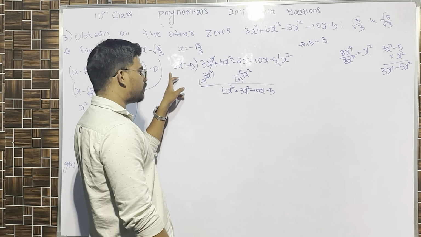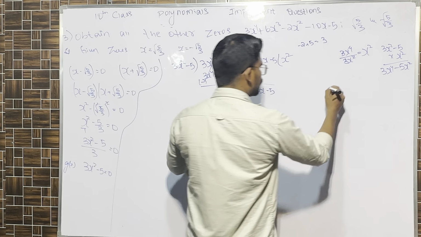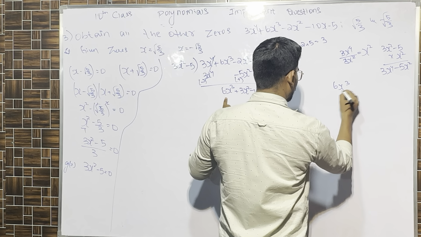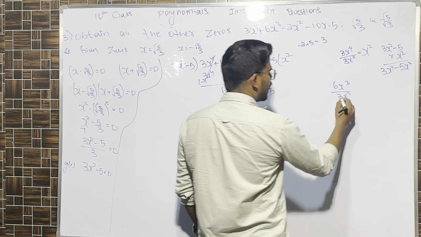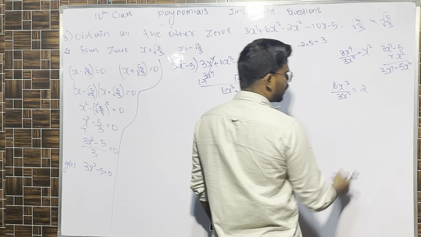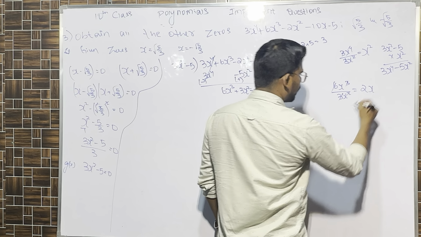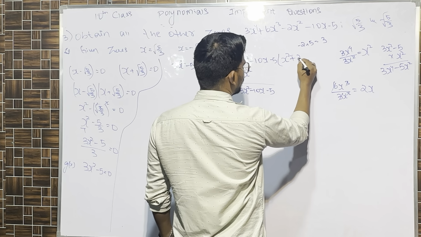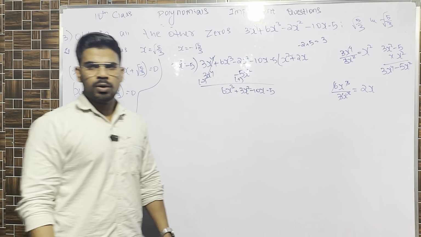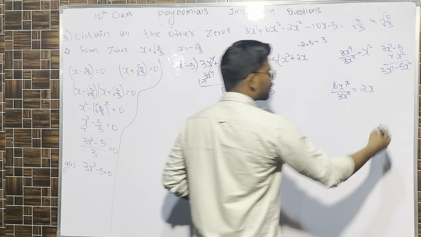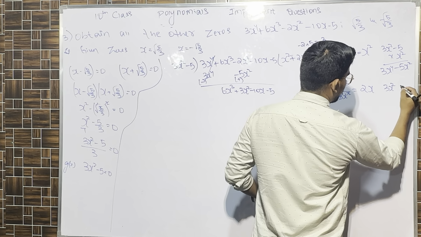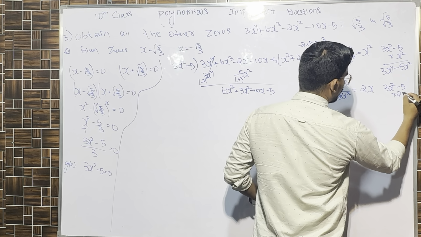First term from here, divide. So the first term here is 6x cube divided by 3x square. 3 ones are 3, 3 twos are 6, x square into x cube, 1x will remain. So it is 2x. Write 2x in the quotient. Multiply 3x square minus 5 with 2x.